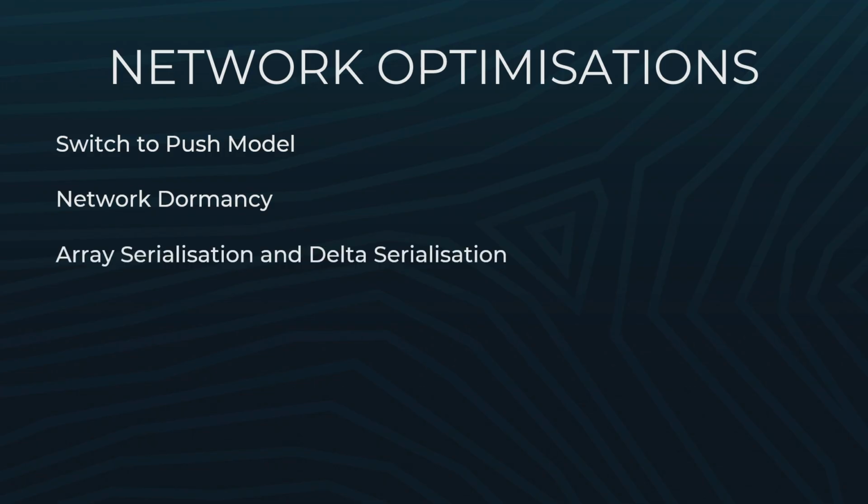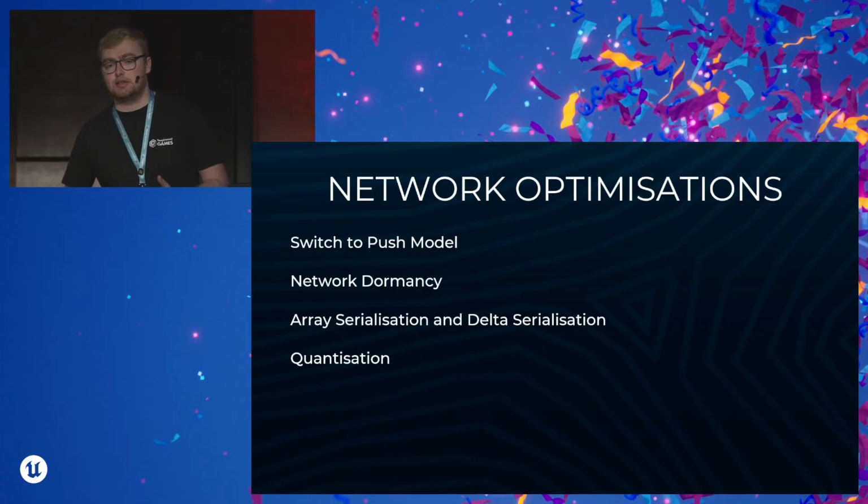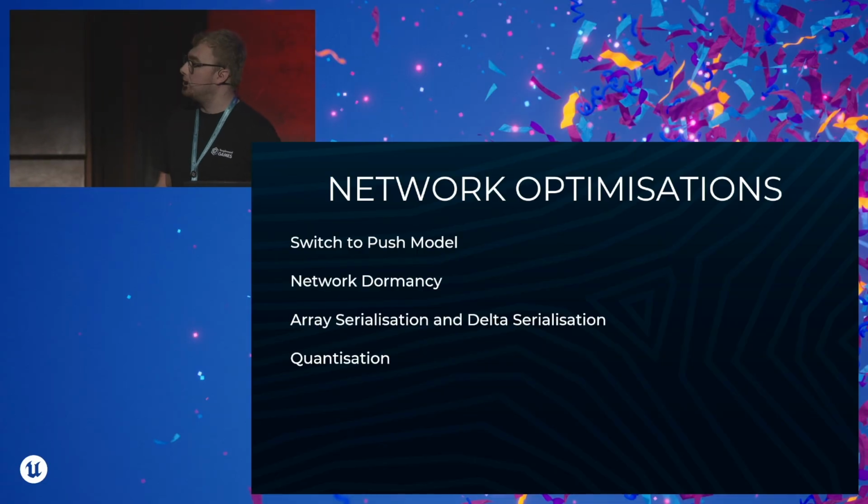Array serialization and delta serialization are a massive topic, but if you look at the fast array serializers in Unreal, you're going to see how these can really help speed up your array replication from the server to the client and vice versa, because it's only going to replicate down what elements of that array it needs to, what's actually changed in there. And we've also got quantization. Quantization is useful for reducing the amount of data we're sending. So with types like FVector, we can limit these to only sending to 1 decimal place, for example, because we don't need it to be that accurate.